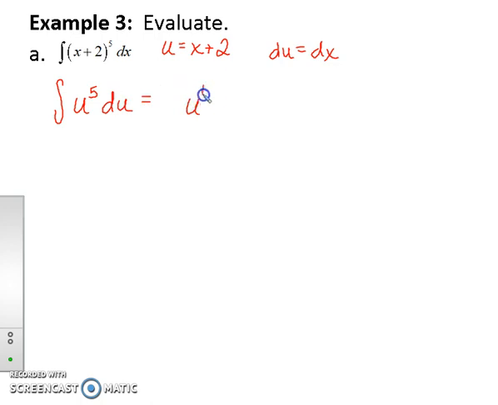Add 1 to the exponent, old coefficient divided by new exponent, put the plus c on there. And then once you've worked through the integration process, be sure to go back and substitute that x plus 2 in for the u. And then don't forget your plus c on the end. That's how it works. Okay?